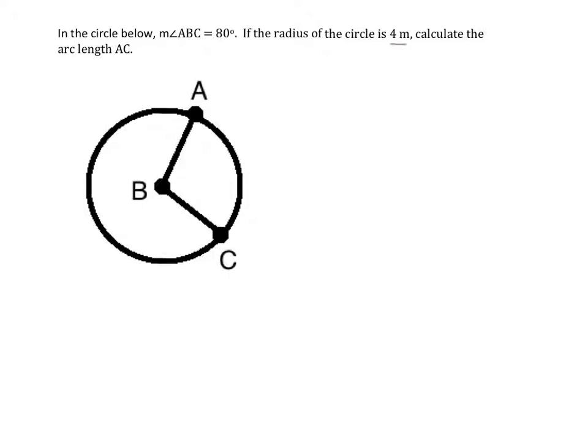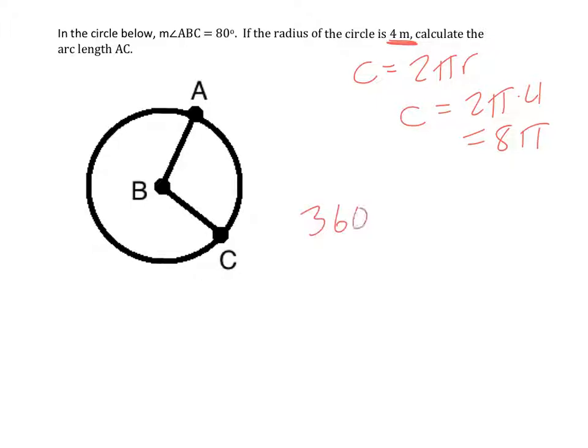So first off, we're given the radius. So right away we realize we can calculate the circumference. The circumference is 2 pi r, as we've learned before. So C equals 2 pi times 4, or 8 pi. And what we do is set up a proportion. We know that 360 degrees corresponds to that circumference of 8 pi.